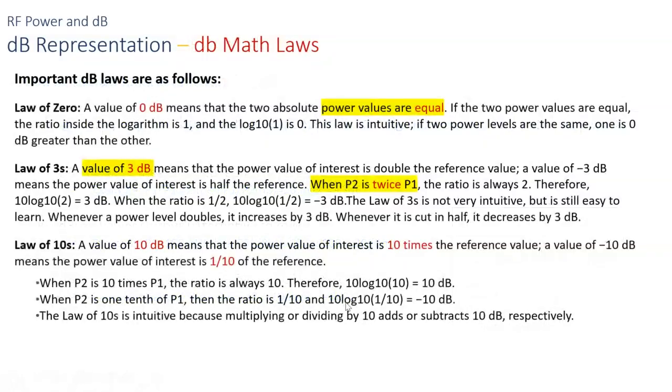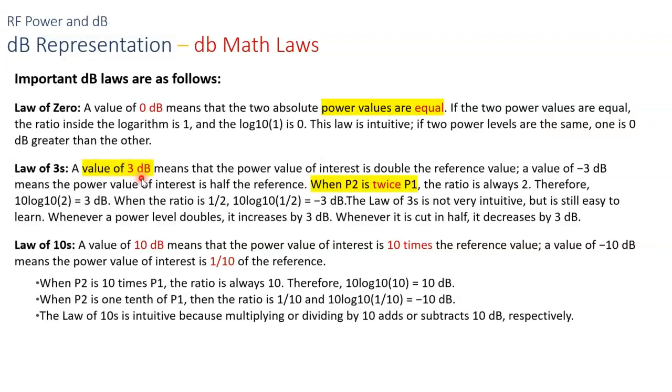So these are the 3 laws: law of 0, law of 3, and law of 10. Law of 0 means that the two absolute power values are equal. If the two power values are equal, the ratio inside the logarithm is 1, and 10 log 1 equals 0. This law is intuitive. If two power levels are the same, one is 0 dB greater than the other. Which means power 1 equals power 2.